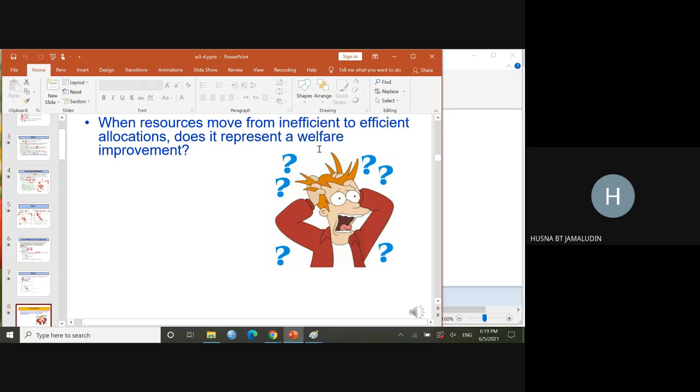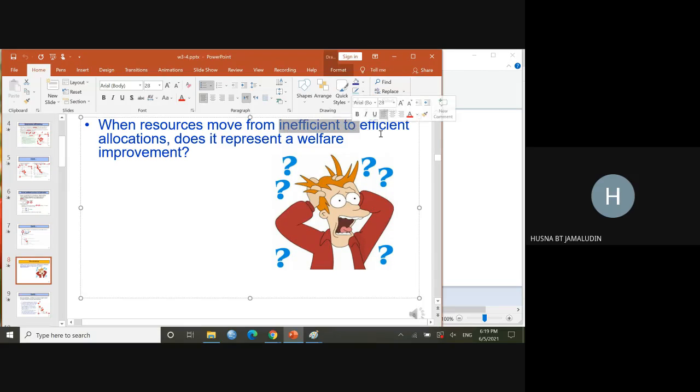So right now you are moving your resources from an inefficient point to an efficient point. Does it represent a welfare improvement? Yeah, that does represent welfare indeed. Abdi Aziz, did you watch the video? Yeah. Now madam Halima, what is your answer?